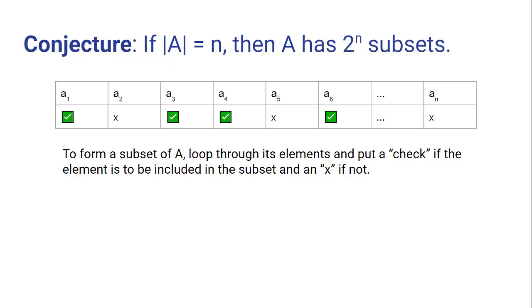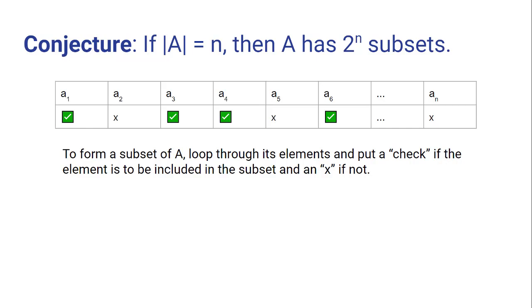Now, every subset of A can be created with such a ballot, so if we can count the number of possible ballots that could be made out, we'll have counted the number of possible subsets of A. In other words, there are exactly the same number of subsets of A as there are ballots used to create the subsets. So, how many ballots are there?